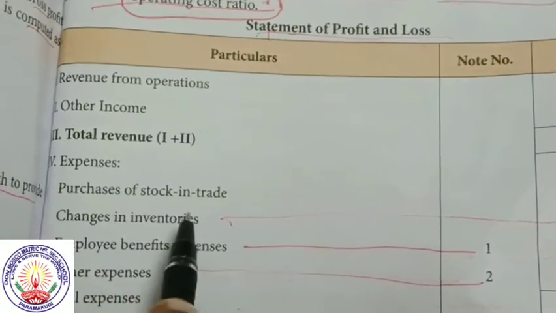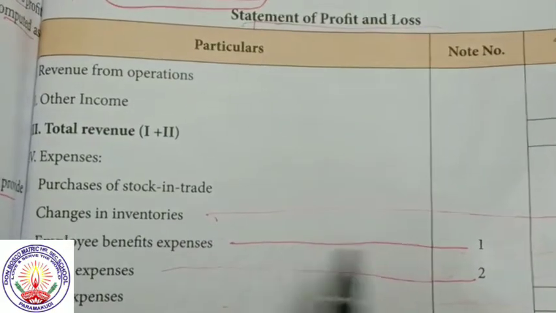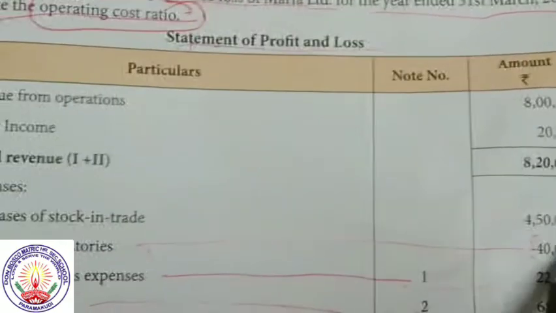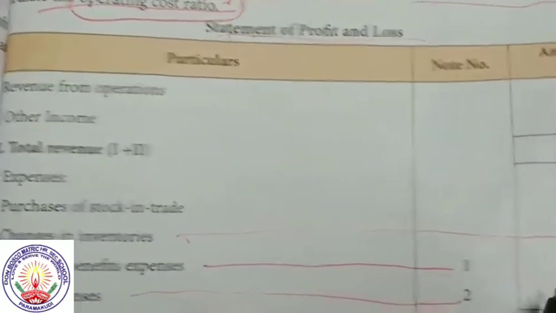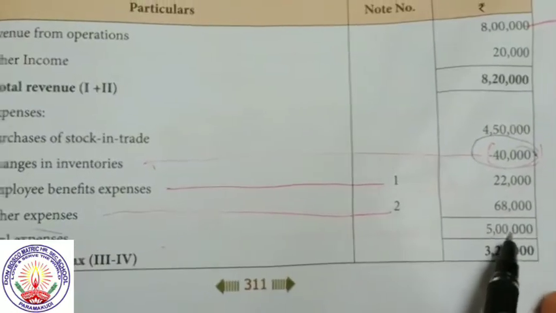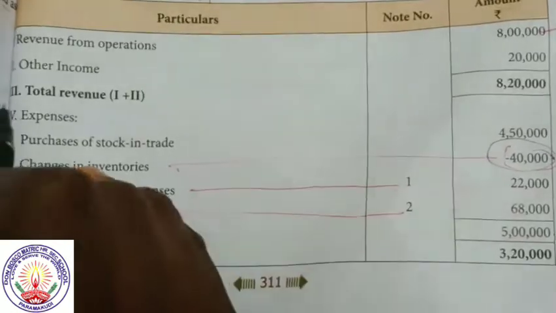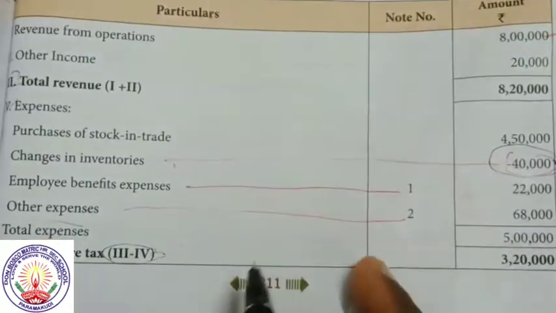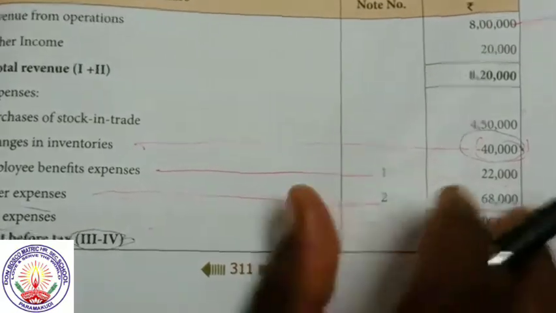Purchase of stock in trade 4,50,000. Change in inventories minus 40,000, minus means less than this value. Employee benefit expense 22,000. Other expense 68,000. Total expense, how much rupees? 5 lakhs. Then profit before tax; concept third and fourth, profit minus expense. The final answer is 3,20,000.